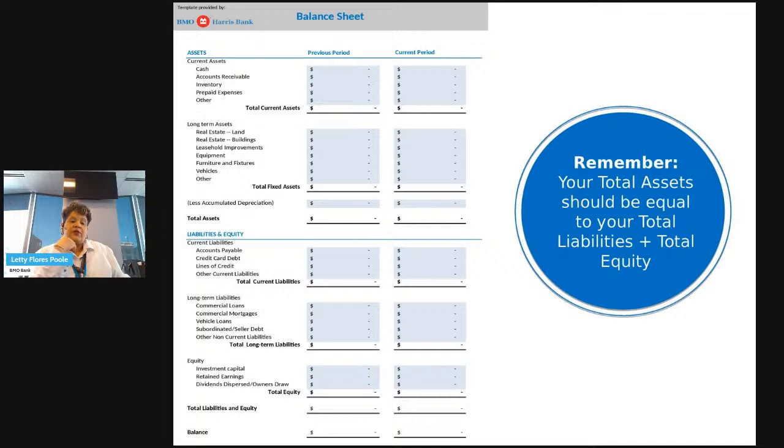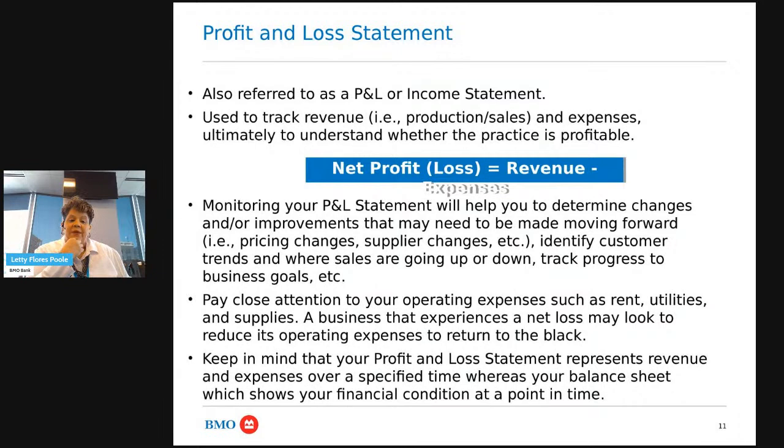So the second financial statement that we want to review, with some terms that we want to help everyone understand, is what's called your profit and loss. It's also referred to as your P&L or an income statement. This is used to track your revenue, i.e. production and sales. So when we think of the word revenue, revenue can be sales if you sell a product, production if you produce a product, and or services. So it's used to track revenue and expenses, ultimately to understand whether your business is profitable.